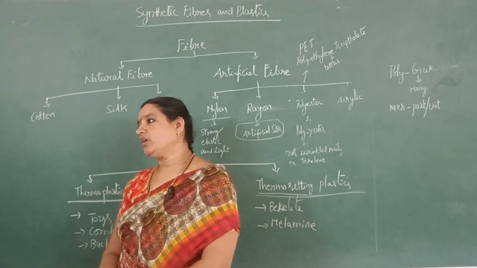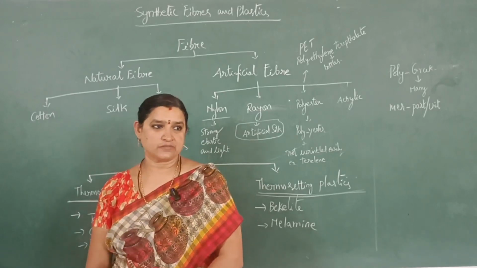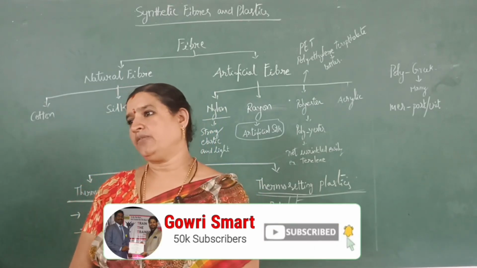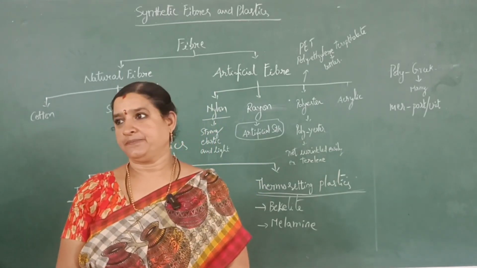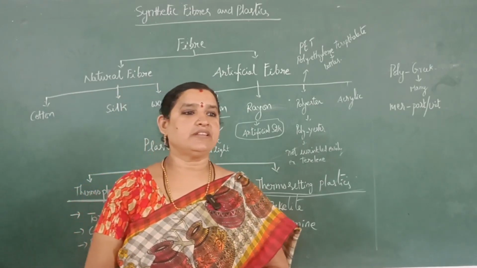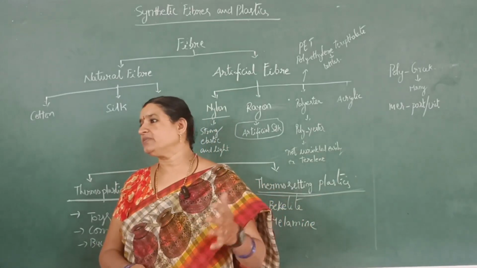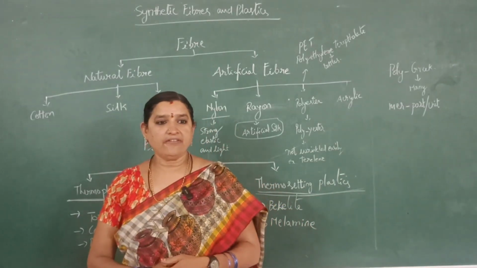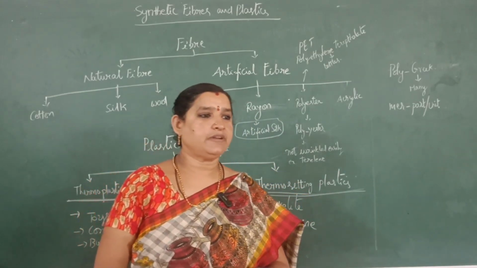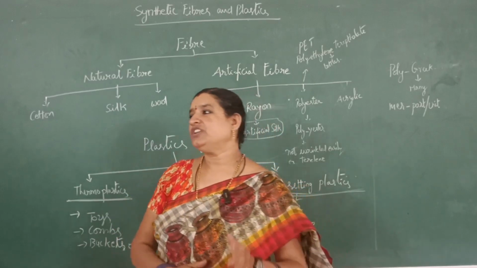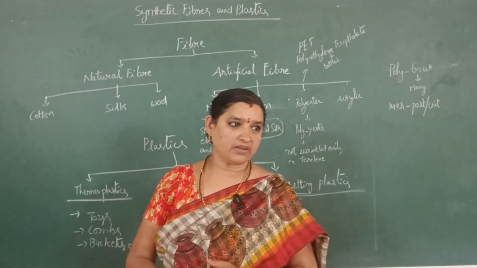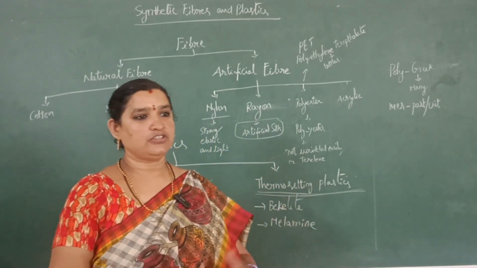Today we will discuss the topic synthetic fibers and plastics. What is a fiber? What is the use of the fiber? In our day-to-day life, we use fiber very vastly. In all the household utensils and wearing dresses, everything is made up of fibers. We have different kinds of fibers for different purposes. Fibers are classified into two types: one is natural fiber and another one is artificial fiber.